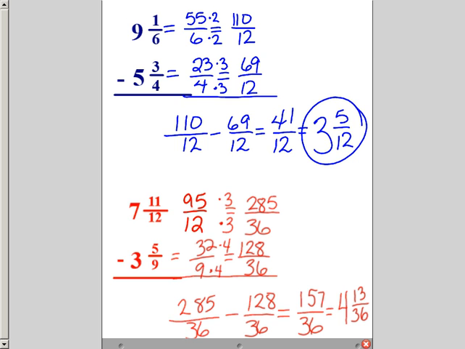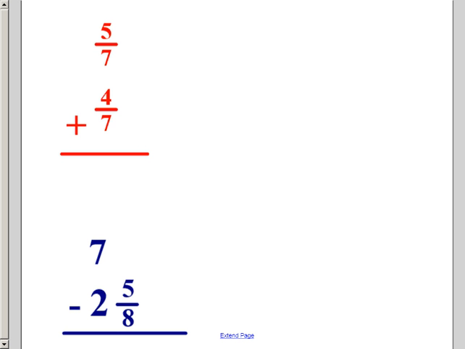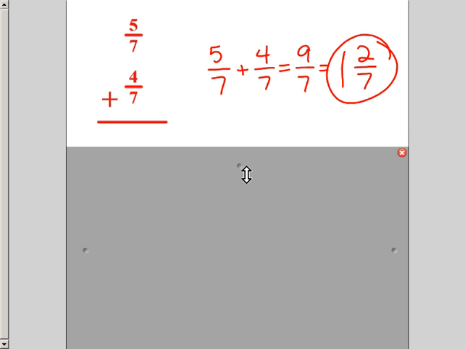Let's look at a couple more examples. 5 sevenths plus 4 sevenths, and 7 minus 2 and 5 eighths. Take a moment to pause, try those problems, and then hit play once you've tried them. All right, the first one's fairly easy. 5 sevenths plus 4 sevenths. 5 plus 4 is 9, denominator 7. So 9 sevenths is equal to 1 and 2 sevenths.